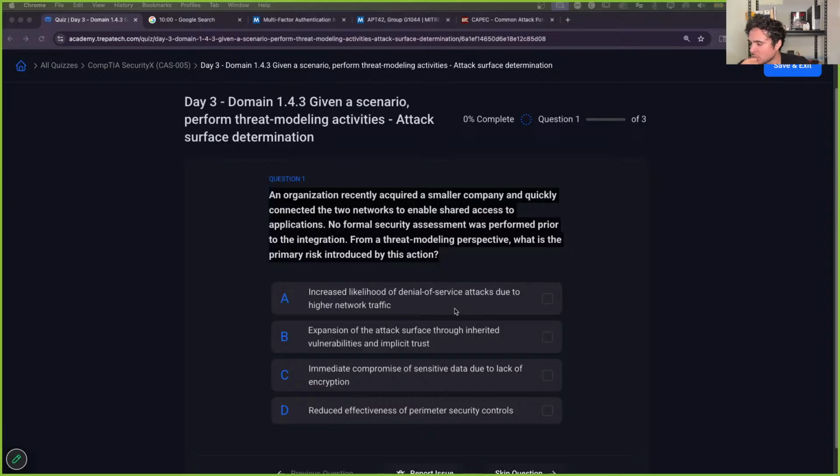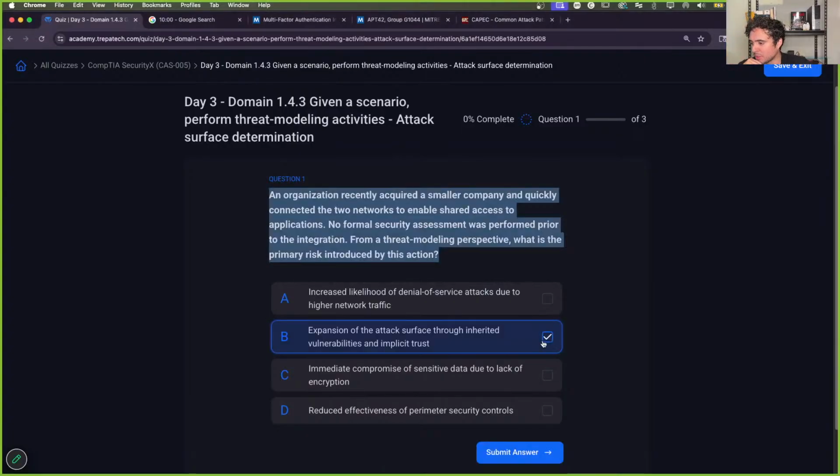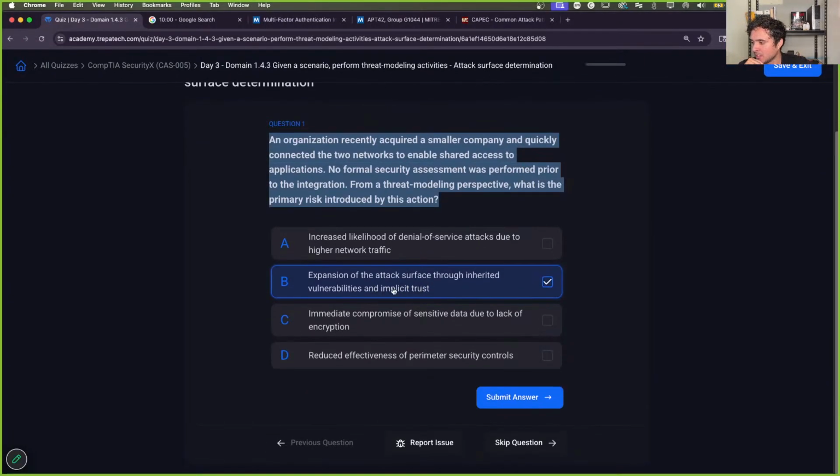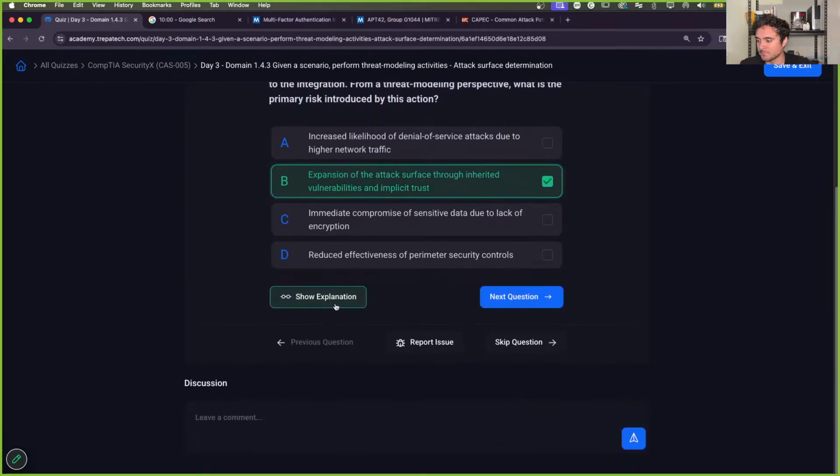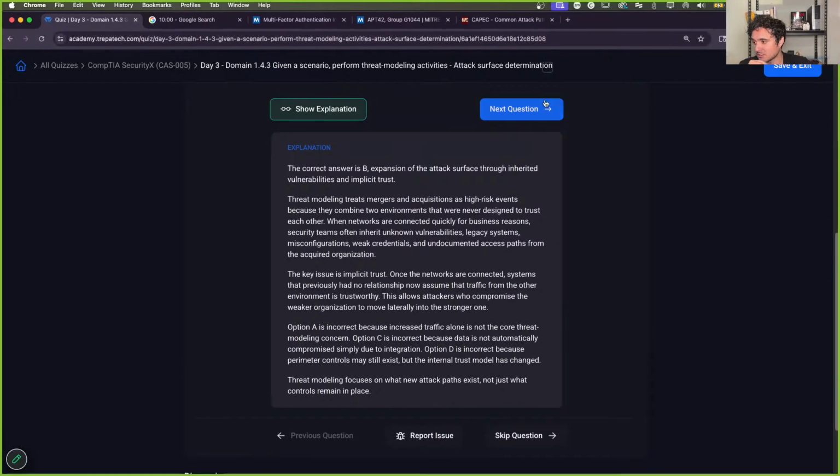Okay, so, increased likelihood of denial of service attacks. Maybe that could happen because now there are two organizations, right? Immediate compromise of sensitive data? No, it won't be immediate because it didn't say there's a lack of encryption. Expansion of attack surface through inherited vulnerabilities and implicit trust. I'm going to go with that. I didn't even need the last couple words here. It increased attack surface. That's what it does when you acquire an organization and they have their own IT assets.